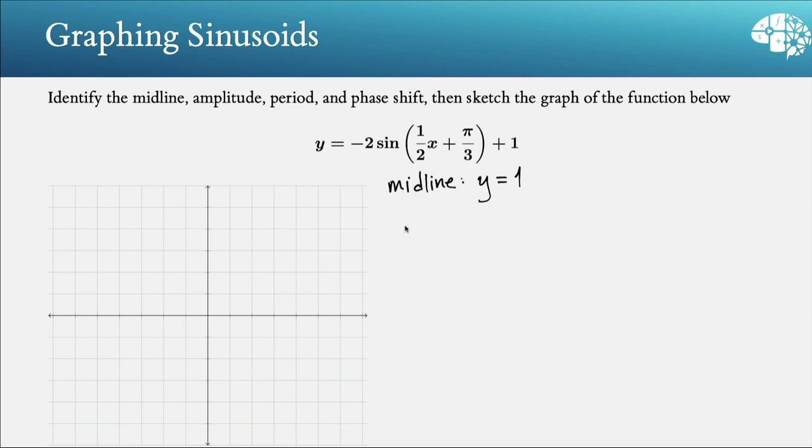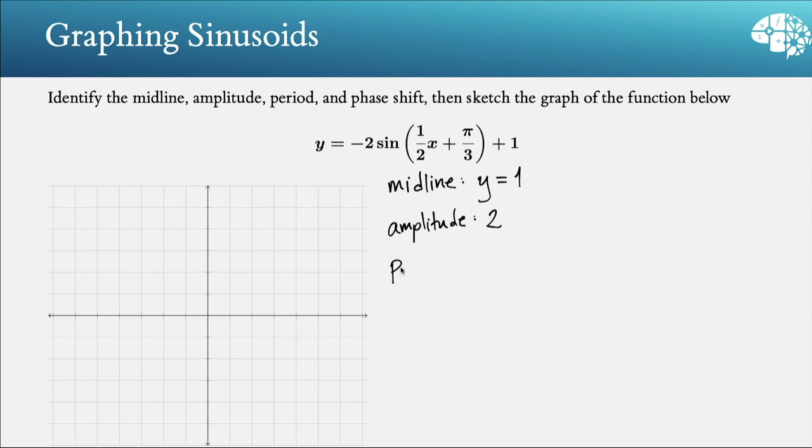Okay, next amplitude. Amplitude is the absolute value of the number in front of the trig function. So here I've got sine, and the number in front is -2. The absolute value of that is 2. So that's my amplitude.